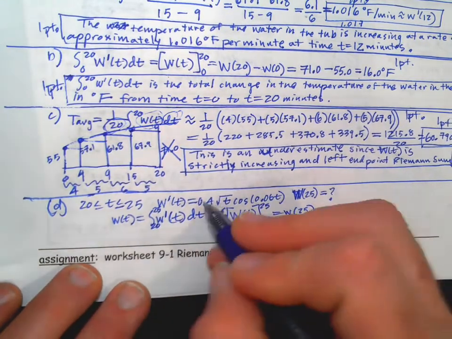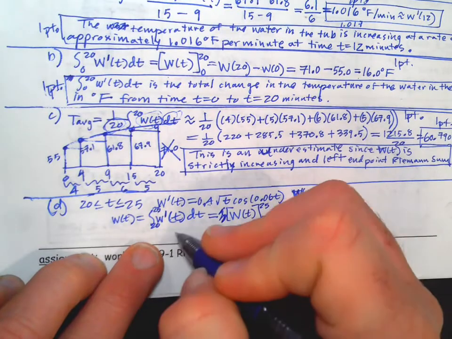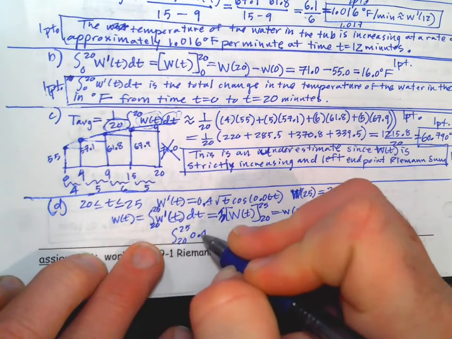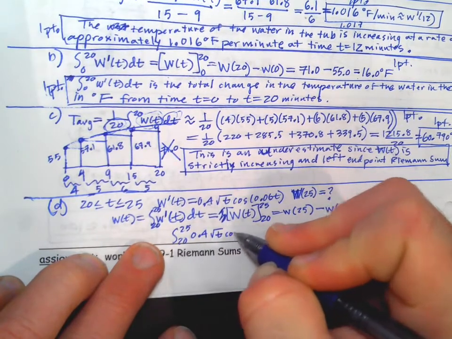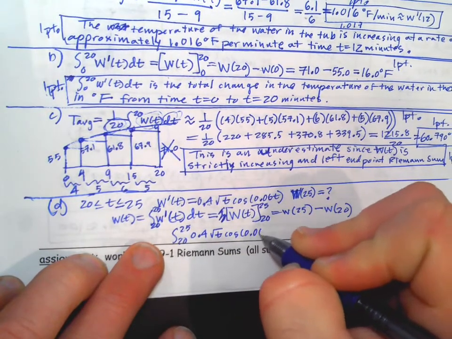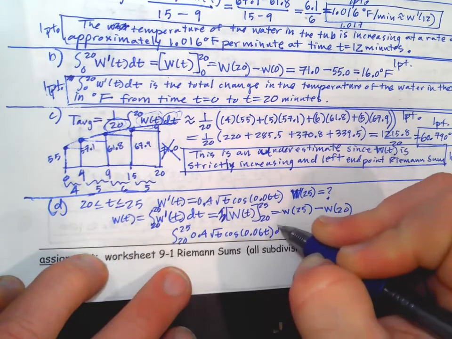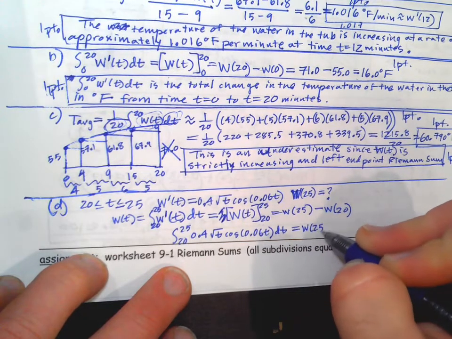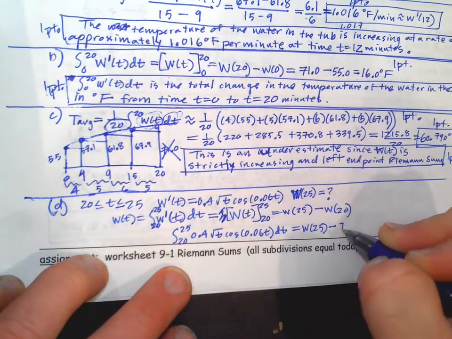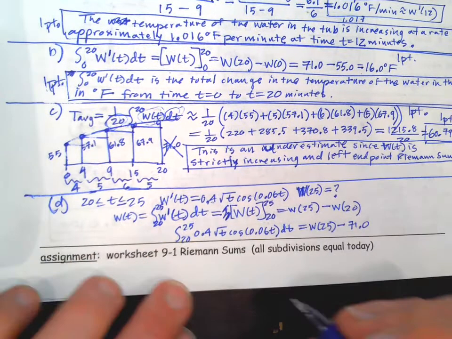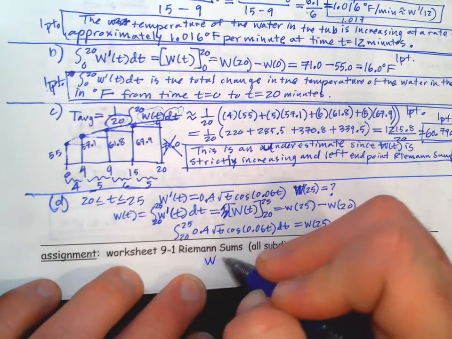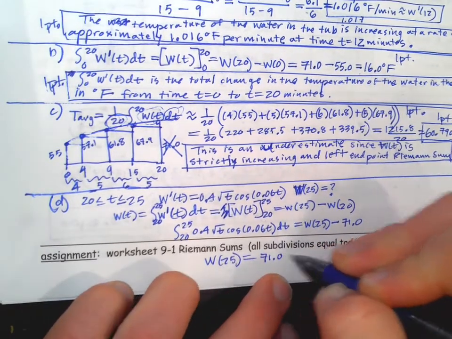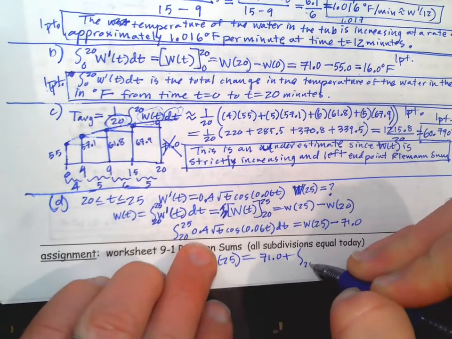We can't integrate this by hand, but we can integrate it on a calculator. A calculator can integrate any of these. It doesn't even use calculus rules, by the way. It actually uses estimation techniques, like rectangles. So if we do this, we can get W of 25 because W of 20, if we look in the table, is 71.1. So we're almost there. W of 25 is going to equal 71.0 plus this integral of the derivative.